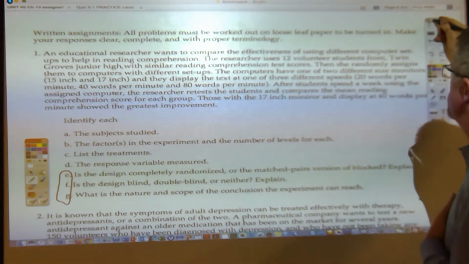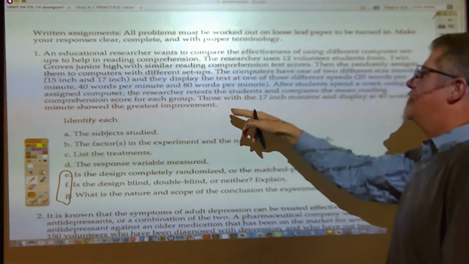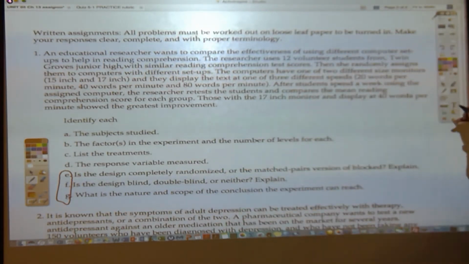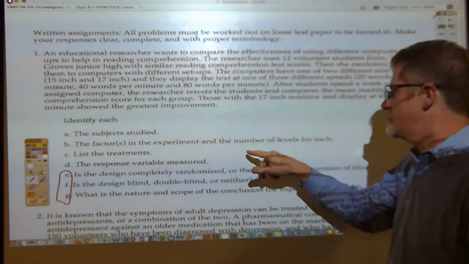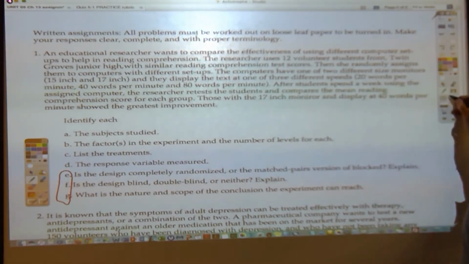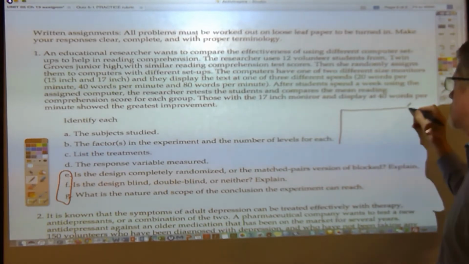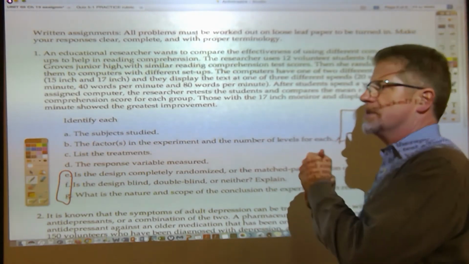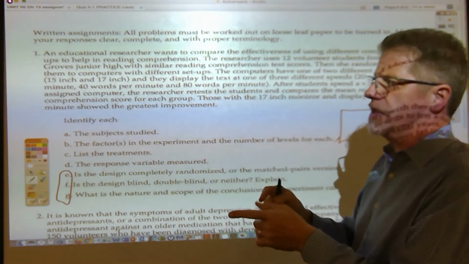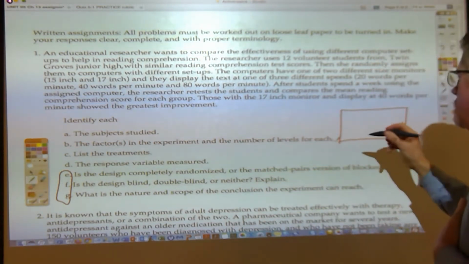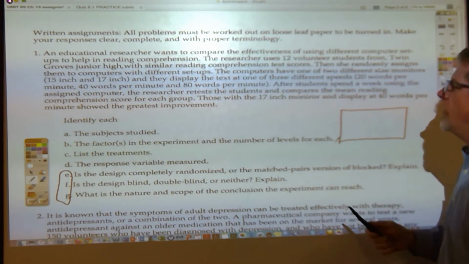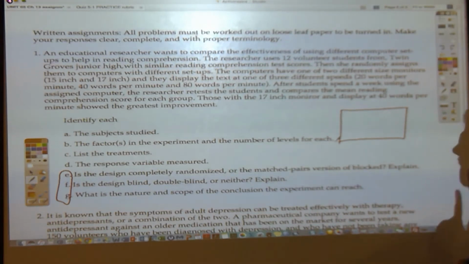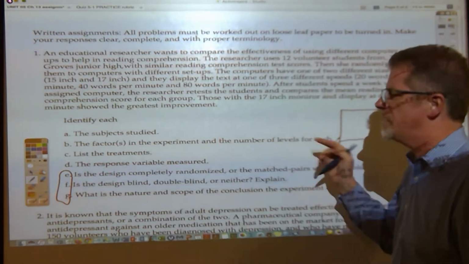In this problem about Twin Groves Junior High, the subject studied, what you should have written there are the 12 volunteer students from Twin Groves Junior High. The factors in the experiment, you should have those listed out separately as 2 factors with the levels for each. For example, you should have indicated that there's the size factor. So in sentence form, you would say one factor was size. It had 2 levels, 15-inch and 17-inch. And the second factor was speed. And there were 3 levels of speed, 20 words per minute, 40 words per minute, and 80 words per minute. So that's the content that should have been in part B.